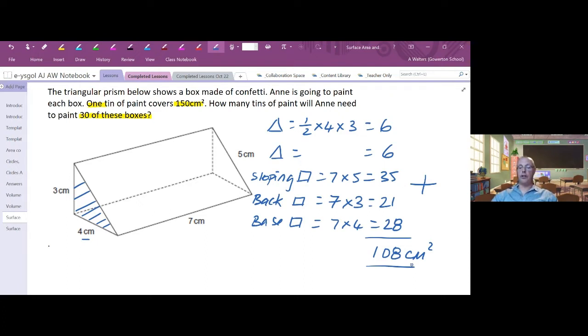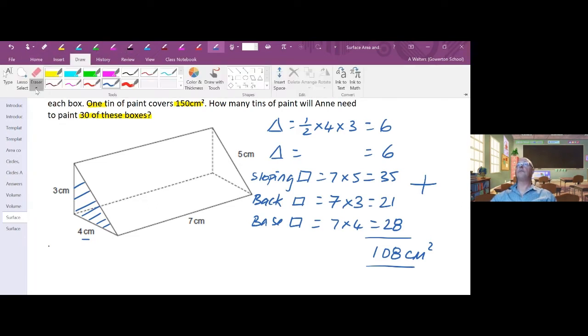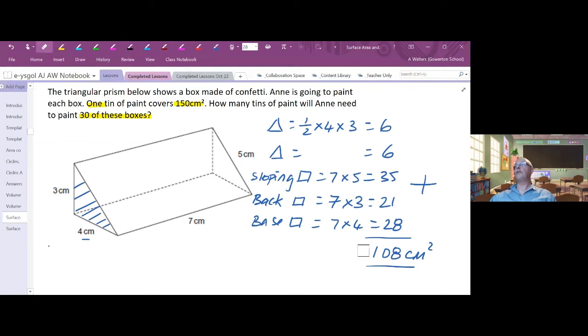Now I haven't finished the question because it says there's 30 boxes. So each box is 108 centimeters squared. Sorry, I haven't added those up correctly. It's 96. Gone back to the last question, unfortunately. When I add those up correctly, let's just check again. 6, 6, 35, 21, and 28. It gives us 96 centimeters squared for one box.